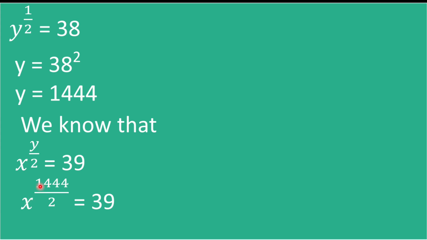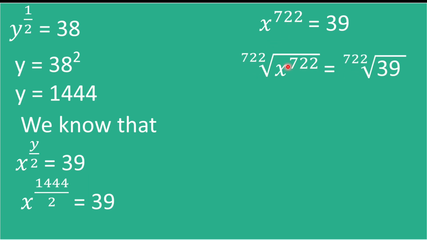So x power 1444 divided by 2, which is equal to x power 722 equals 39. But actually we need the value of x, so we will take the 722nd root of this value, basically like this, and then this root will cancel this power. So this will become x equals the 722nd root of 39. Now this is the value of x.